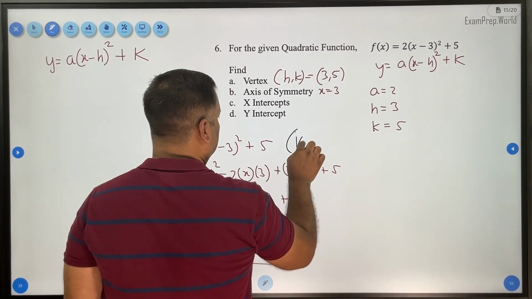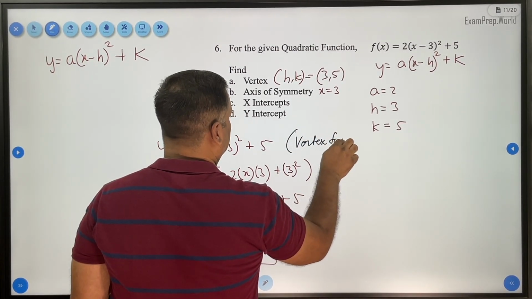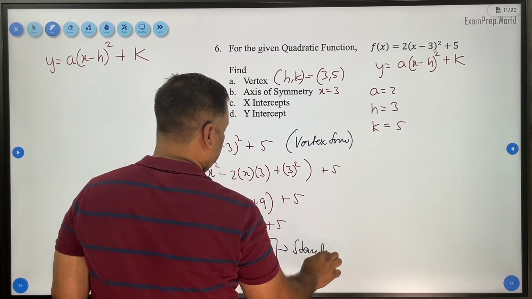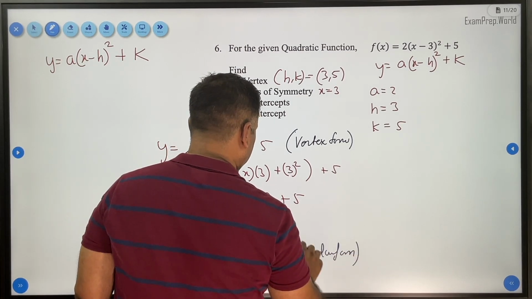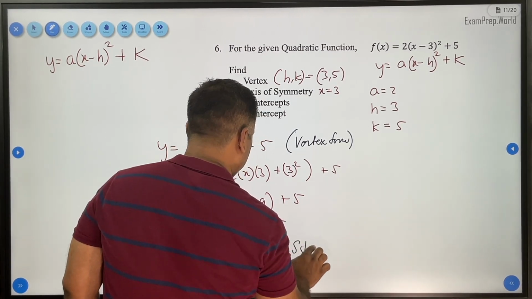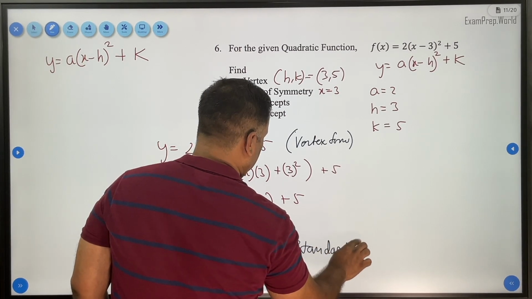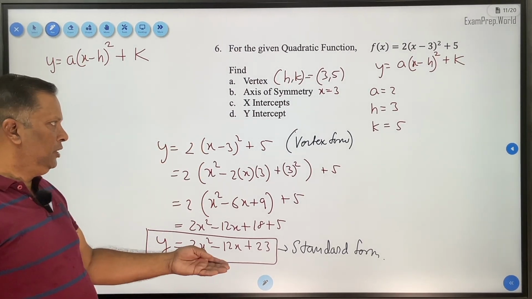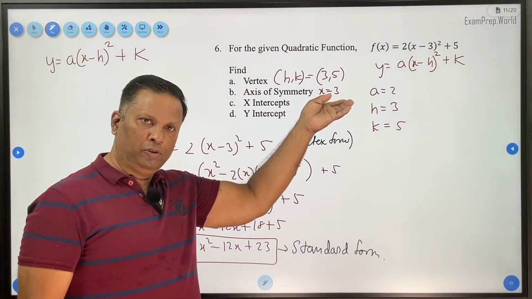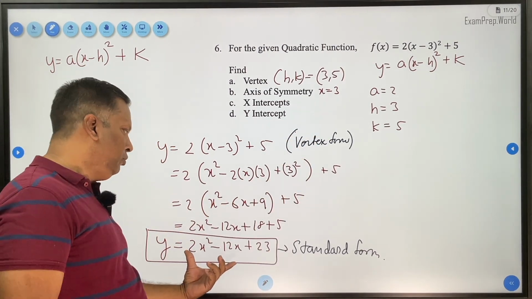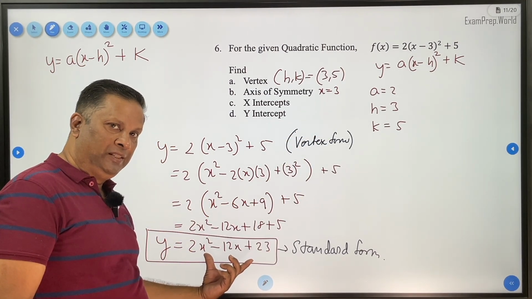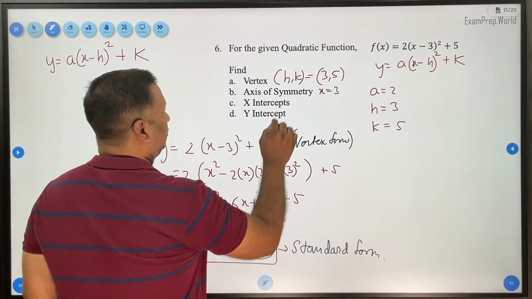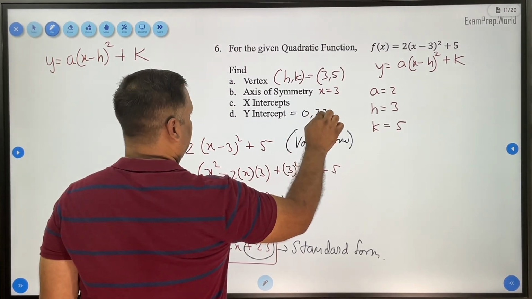Which form was this? Vertex form. Which form is this? Standard form. Okay? So you convert vertex to standard. You found the vertex and the axis of symmetry, but to find the x-intercept we have to convert into standard form, and then factorize it. And the y-intercept is clearly visible here, so I am going to write it as (0, 23).